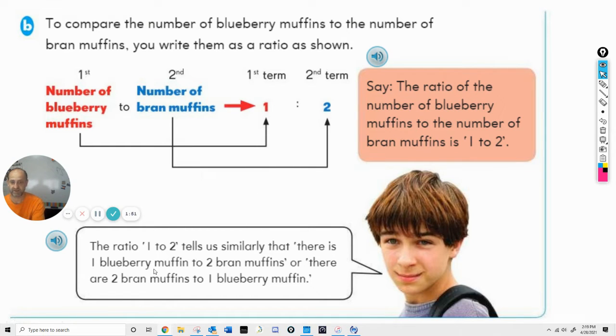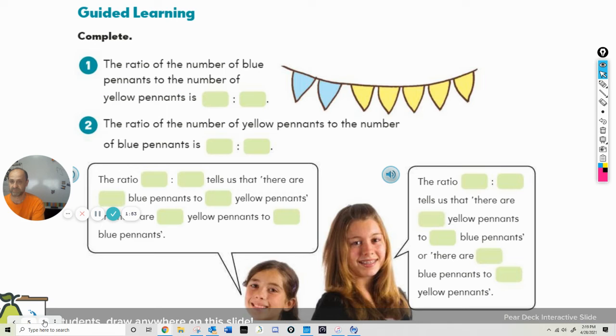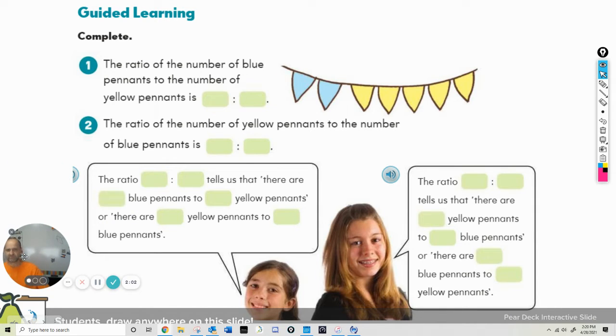And these guys are very demanding, telling us what to say. Okay, the ratio of the number, well, yeah, why don't you fill this out? It shouldn't take you very long. Ratio of the number of blue pens to the number of yellow pens is, did you get 2 to 5? Because there's 2 and there's 5. Good. The number of yellow to the number of blue is 5 to 2.